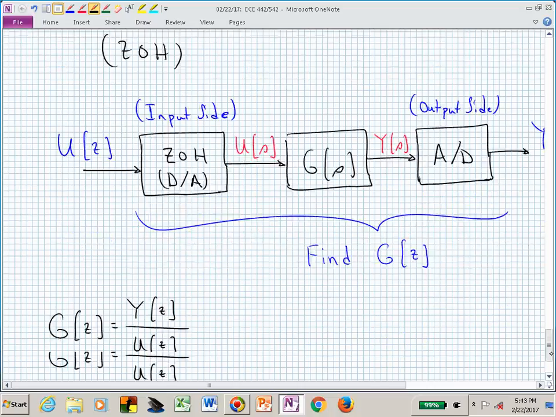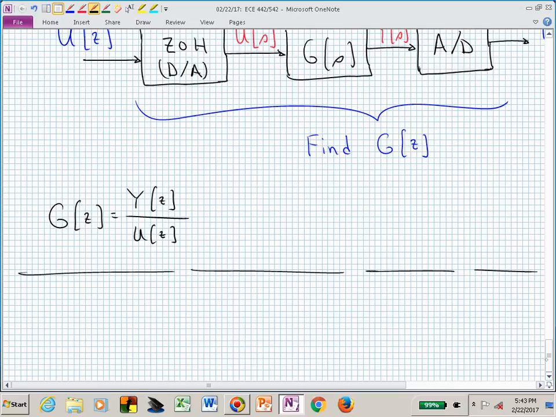Now what we want to do is focus on the input side, the zero-order hold, and the A to D side, see what kind of dynamics those present us with, and then put them all together to find how we generate a zero-order hold equivalent of a generic plant G of S.